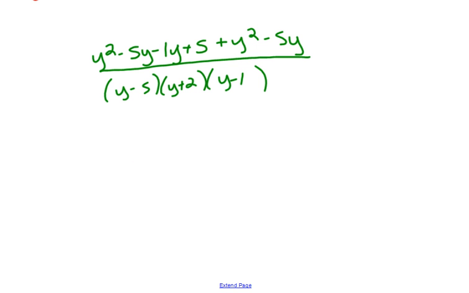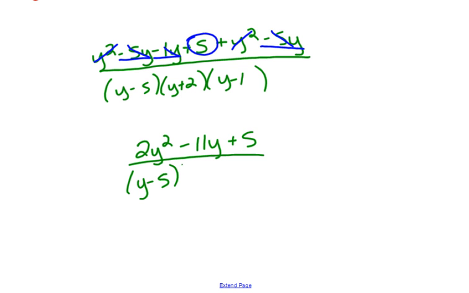So my next step would be to combine like terms. So I have y squared plus y squared, which is 2y squared. Let's see, I'm going to cancel these as I go so it's easier to see. Negative 5y, negative 1y is negative 6y. Minus 5y would be a negative 11y. So those are gone. And then my only constant is that 5, so plus 5.